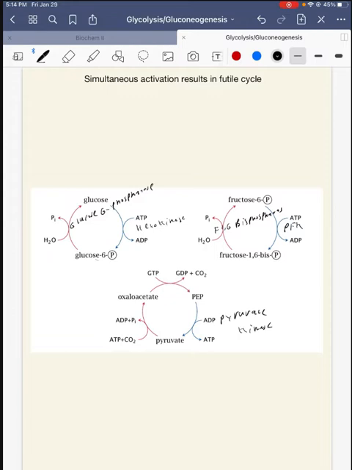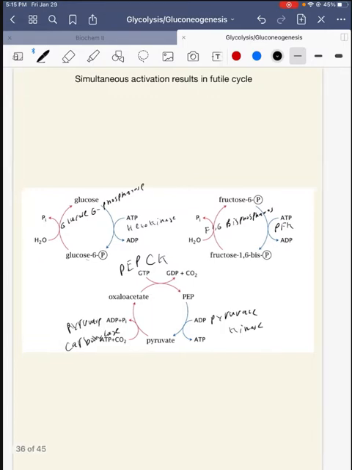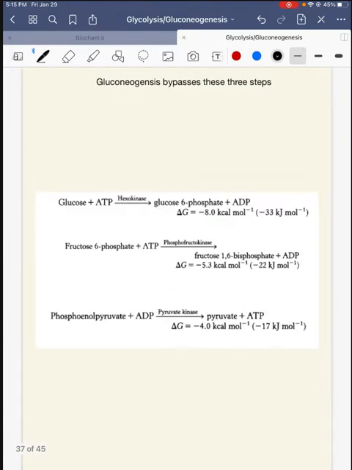And then to go back to here, we use two different enzymes. So pyruvate to oxaloacetate, this is pyruvate carboxylase. And then oxaloacetate to PEP is done by a different enzyme that we didn't talk about. It's called PEPCK, phosphoenolpyruvate carboxykinase. You can just call it PEPCK. It kind of sounds like Pepsi when you say it. That's how I remembered it.